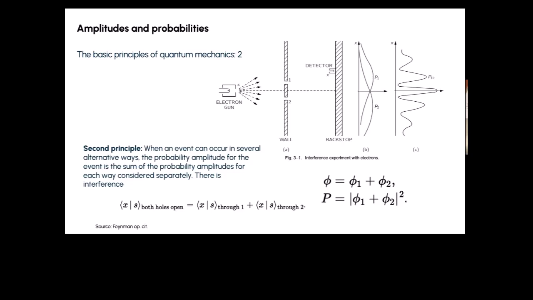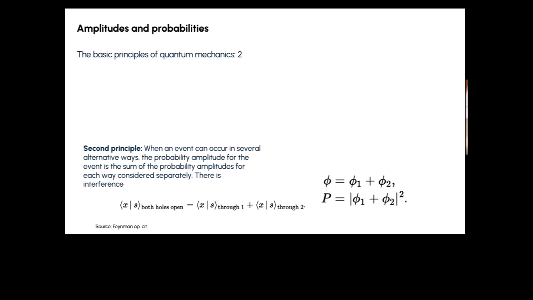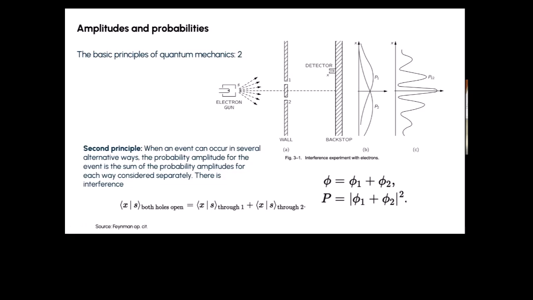Now let's go to the second principle. When an event can occur in several alternative ways, the probability amplitude for the event is the sum of the probability amplitudes for each way considered separately. So when both holes are open, it is this amplitude plus this amplitude, but you have to square this. So this is interference. And so here you see it again. I don't know why I have two slides here, but this is just showing that if you close the slits, and now both slits are open, you get this pattern, and this is computed like this.